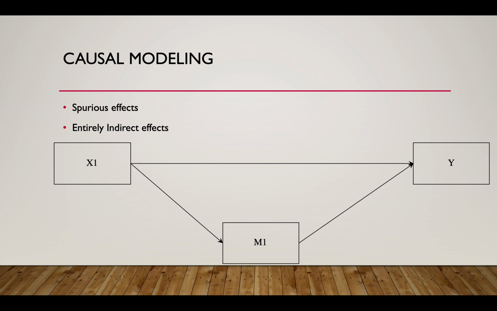I will say this: if you're going to make a case for an entirely indirect effect, you have to have a good theoretical reason for doing so. And that goes for basically every type of causal modeling that we're going to be doing.